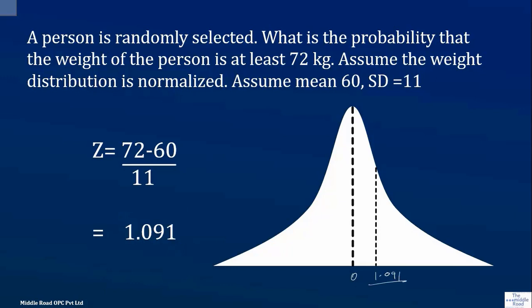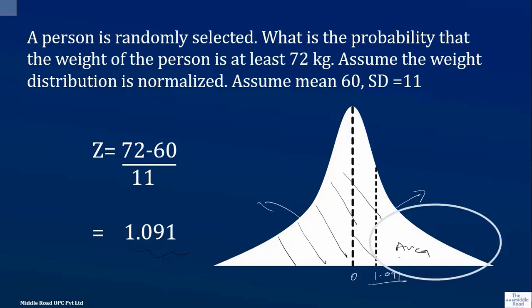So what I need is that the person is at least 72, which means it is 72 kg or above. I want the area out here. We'll go and find the area under 1.09, round it off, and the Z value is 1 and the column will be 0.9. You get that value, we'll subtract it from 1, because what that value will give us is the area out here. I will get an area out here. This is not what I'm looking for. I want the area here, which is 72 and above.